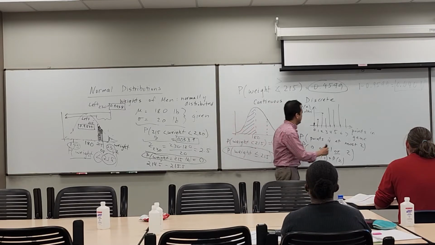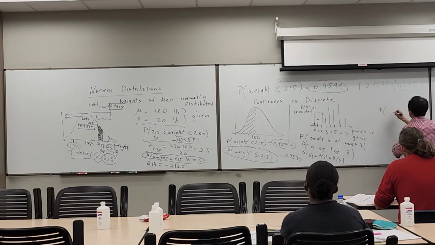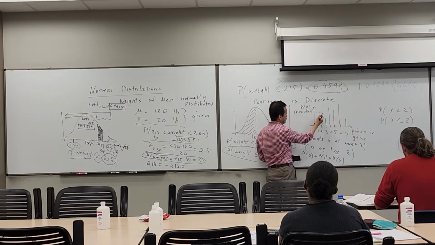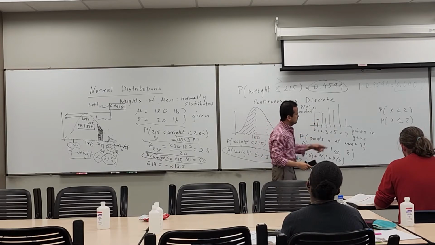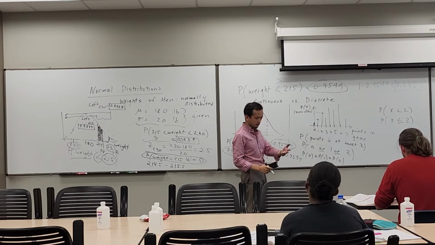Like if I say the probability of getting less than 2 points versus the probability of less than or equal to 2 points, does that make a difference? Yes. Good. Because to find probabilities in a discrete distribution, you're adding up the heights of these bars. So for the first one, you're doing ones that are less than 2. For the second one, you're including 2 in that sum.